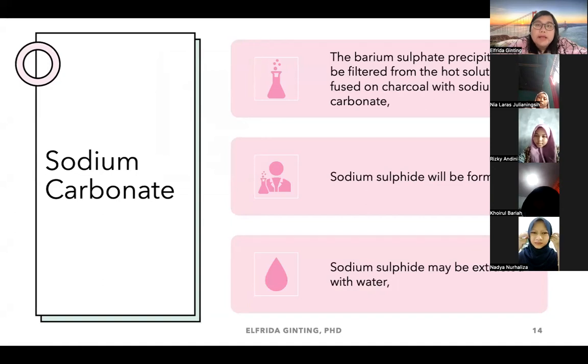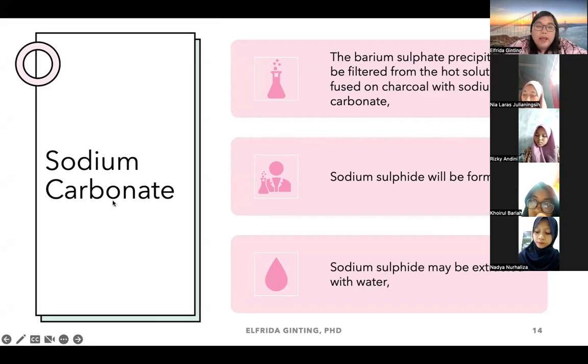Now, next is sodium carbonate. If you have barium sulfate, remember barium sulfate will be in the form of precipitate. What you can do is first filter the precipitate of barium sulfate. You take the precipitate from the mixture, and then you put it on charcoal. You mix it with sodium carbonate, and sodium sulfide will be formed. So upon mixing with charcoal and sodium carbonate, you will have sodium sulfide.